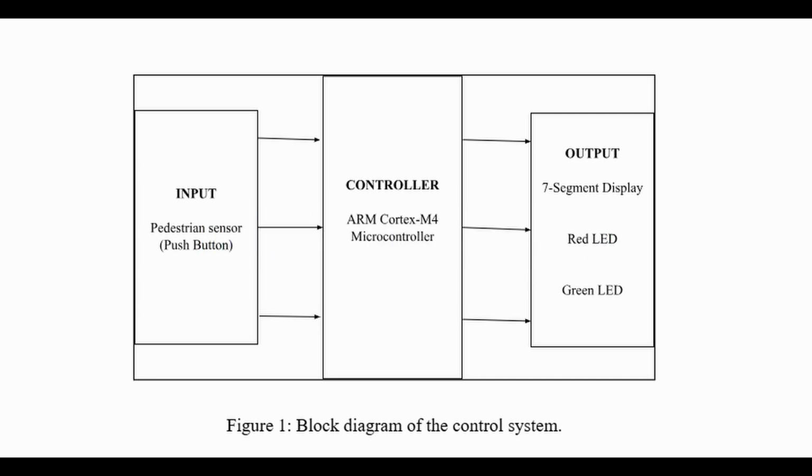So now let's look at the overview of our system. In our broad diagram, the system is divided into three main sections: input, controller, and output. On the left, we have our input, a pedestrian sensor, which is a push button. This sends a signal to the controller when a pedestrian wants to cross.